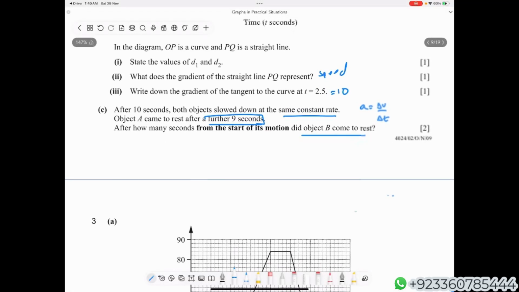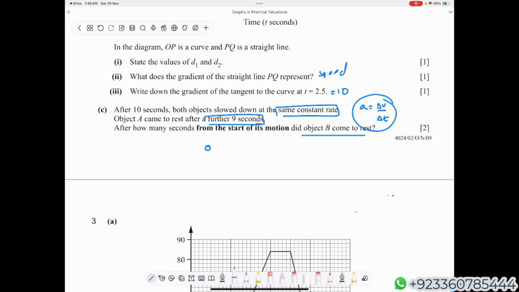Now part C says after 10 seconds both objects slow down at the same constant rate. मतलब acceleration same है, और acceleration क्या होती है? It's change in speed over change in time. Object A came to rest after a further 9 seconds. How many seconds from the start of its motion did object B come to rest?